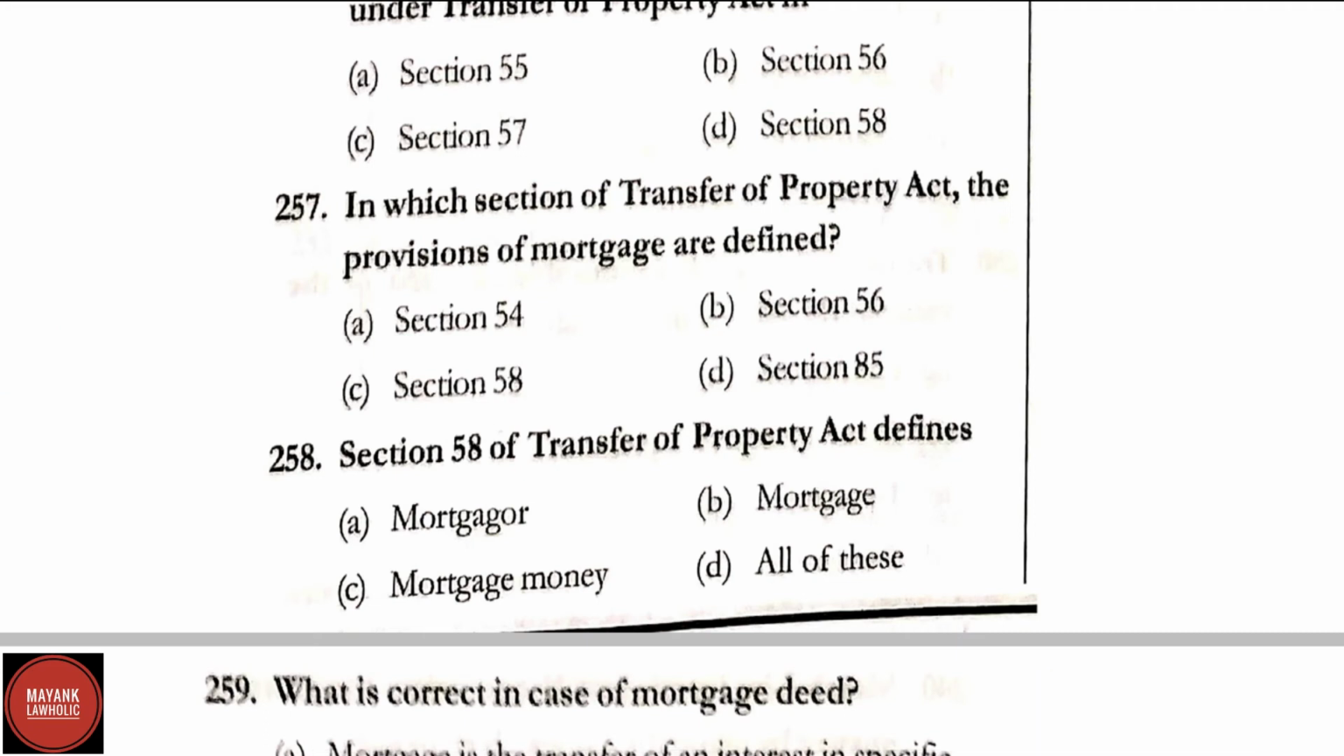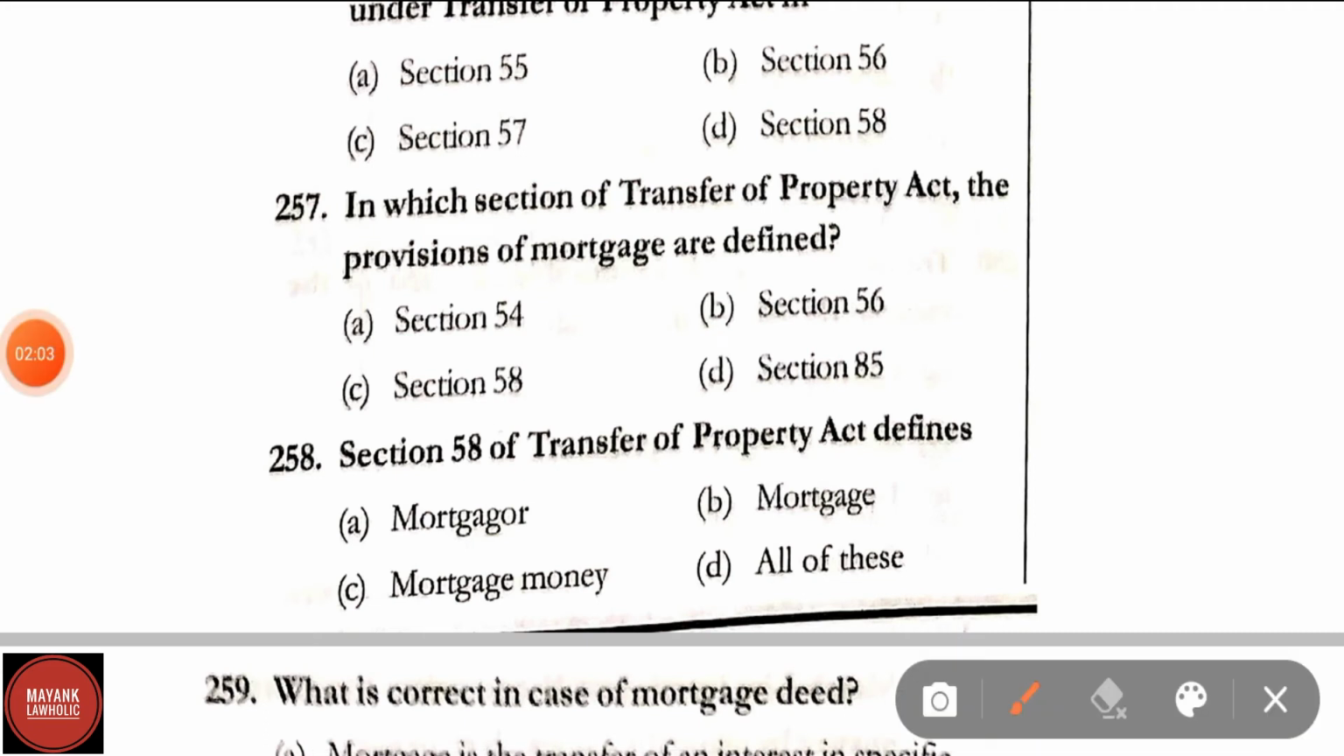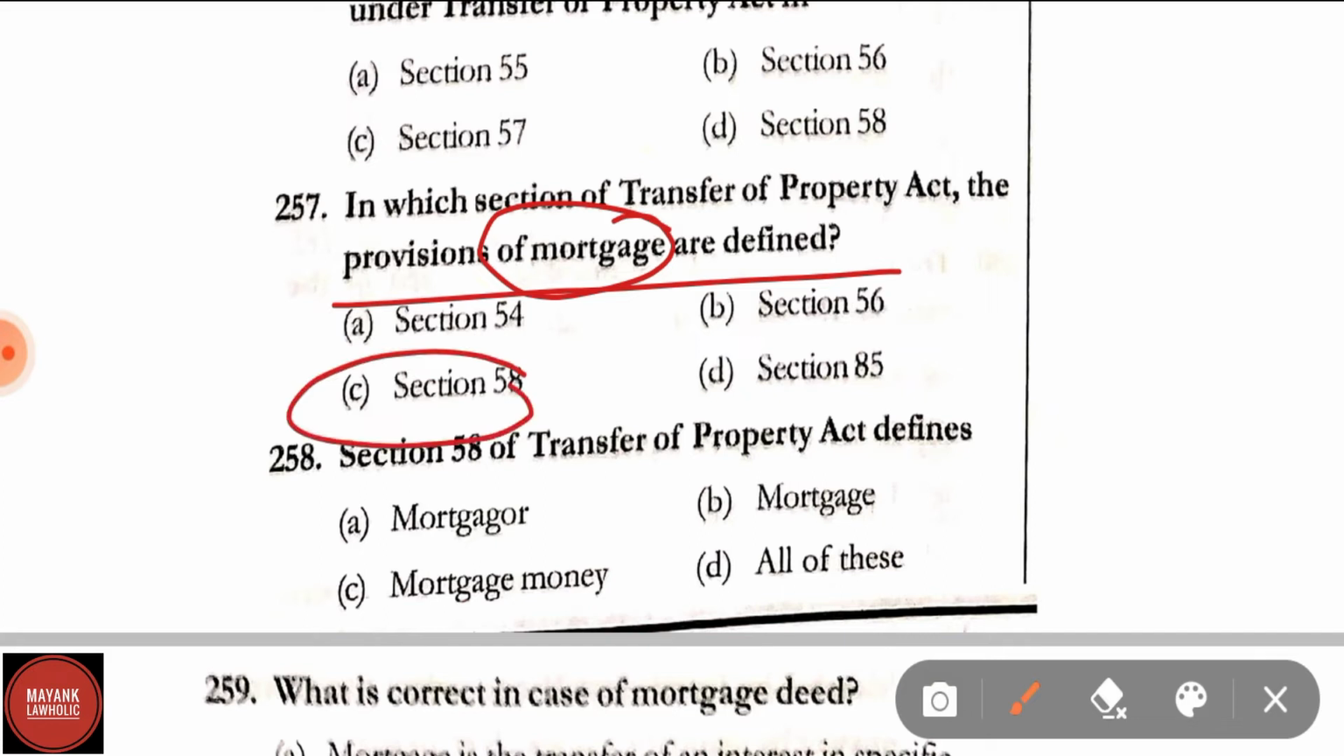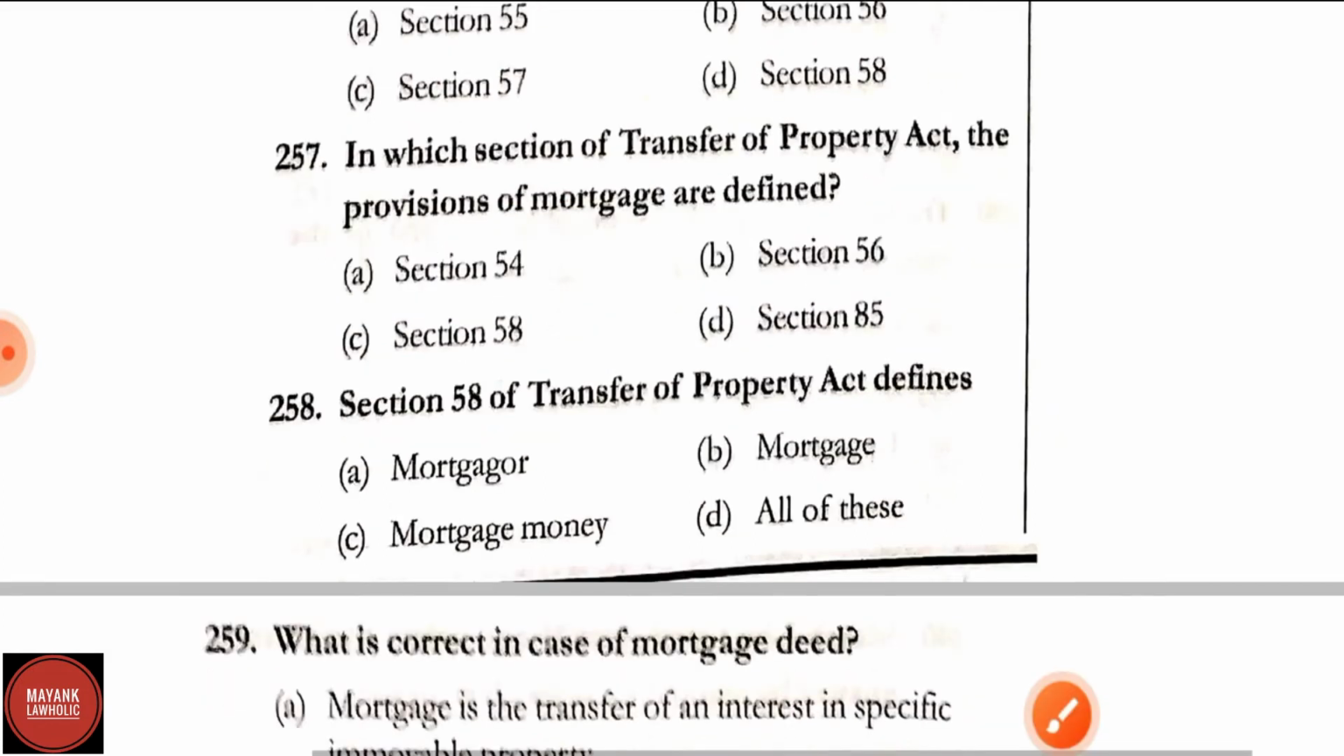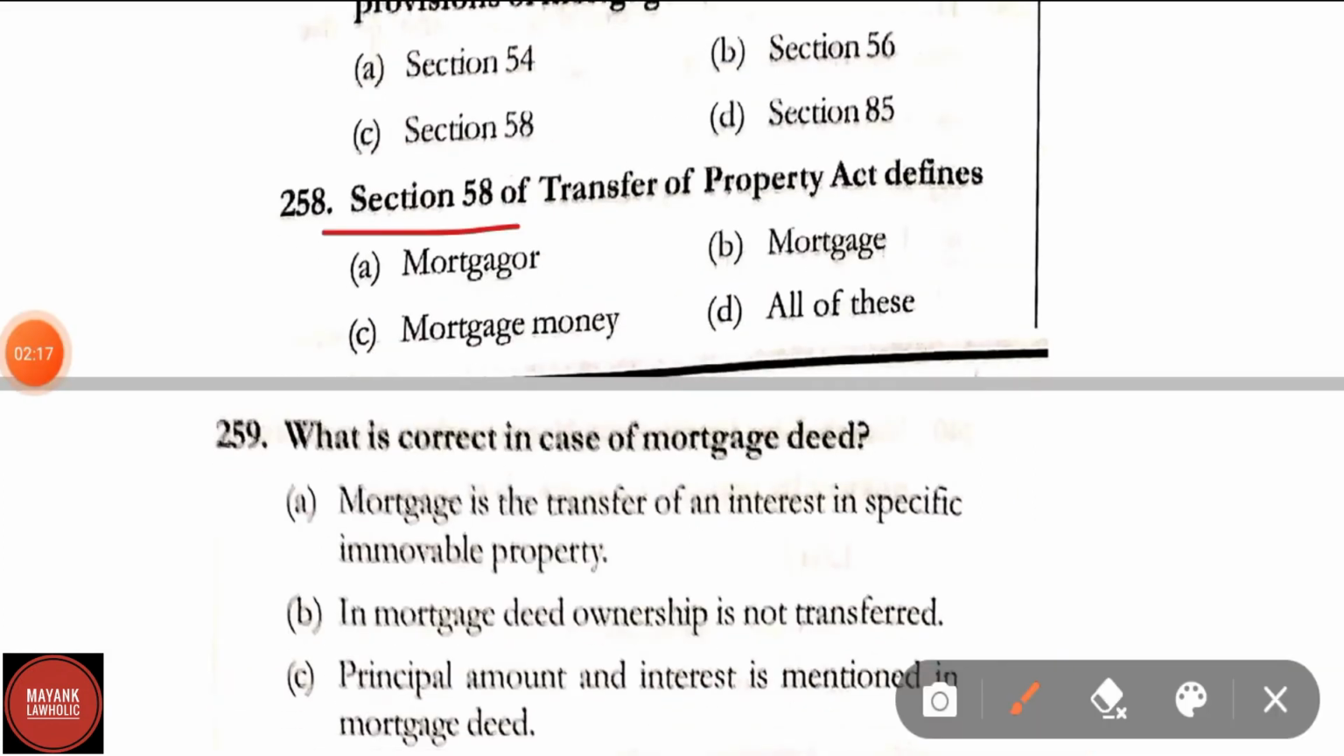Question number 257. In which section of TPA the provisions of mortgage are defined? Options are section 54, section 56, section 58, section 85. Correct answer is option C, that is section 58. Question number 258. Section 58 of TPA defines. Options are mortgagor, mortgage, mortgage money, all of these. Correct answer is option D, that is all of these.